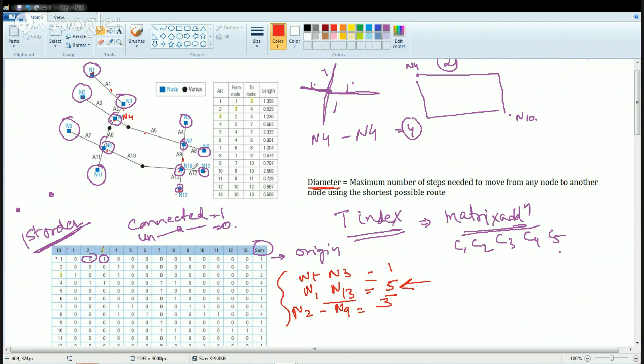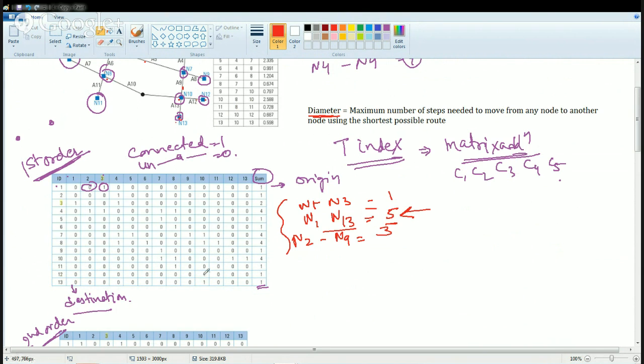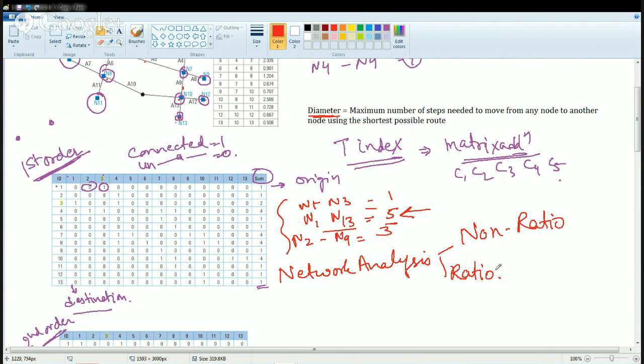Now, since we have talked about the concept of accessibility and the concept of connectivity, we'll move forward to the concept of network analysis. So under network analysis, we study things basically classified into two criteria: non-ratio analysis and ratio analysis. The first component of non-ratio analysis is the diameter that we already have understood how to calculate. Then the second concept under non-ratio analysis, first is the diameter.